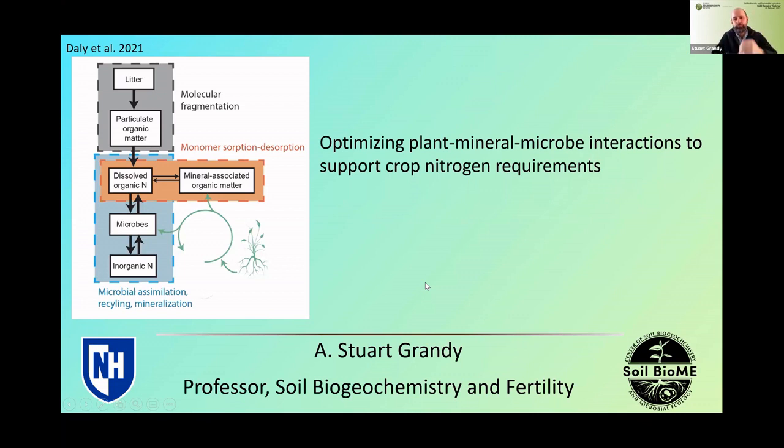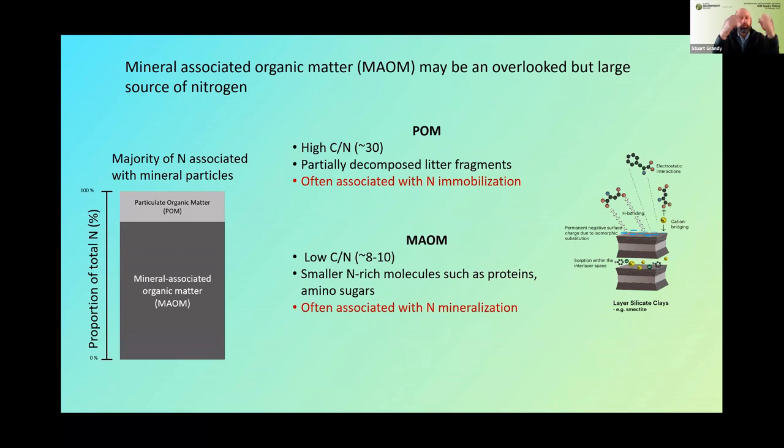Agricultural systems are nitrogen inefficient, leading to pollution of air, water, and the atmosphere. So today I'm going to talk about optimizing plant microbe-mineral interactions to support crop nitrogen requirements, focusing on interactions between mineral-associated organic matter, which I refer to as MAOM, microbes and plants, and hopefully begin to suggest some ways that we might be able to better optimize nitrogen in agroecosystems, making it more efficient. So mineral-associated organic matter may be an overlooked but large source of nitrogen in agricultural soils.